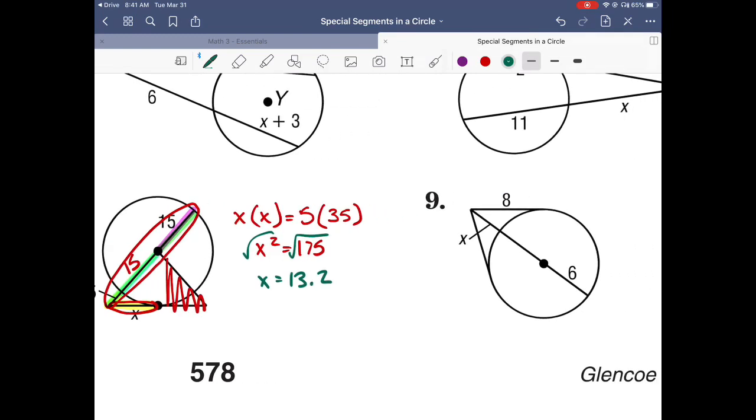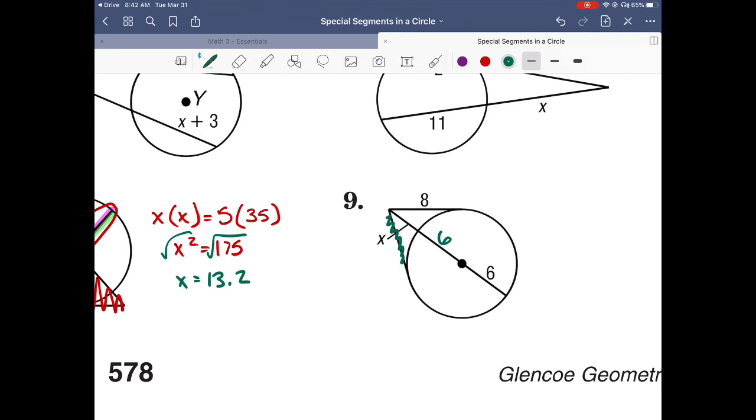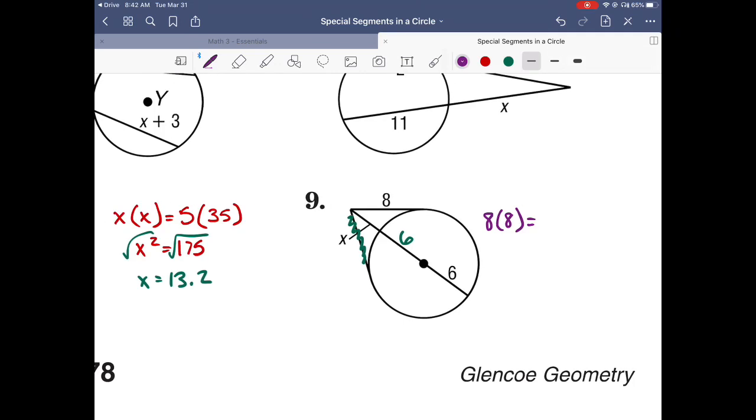Same idea with number 9. Notice that this is a radius here at 6, which means this is a radius here. It is also 6. I don't need this section. That's just kind of extra information. We would set it up the same way. So outside times whole equals outside times whole.